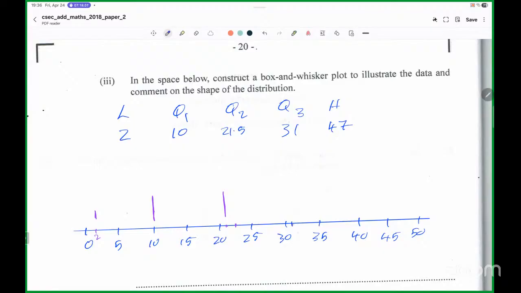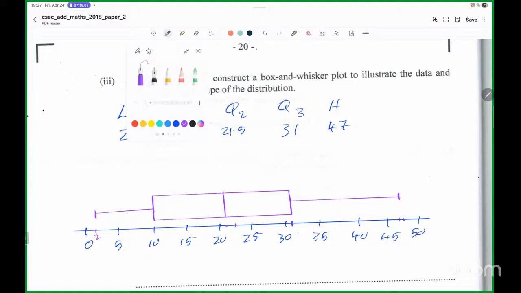So 31 is about right here. Put the other box for Q3. So now this is my box. I'm going to draw a line down for this whisker. I need to put in the other whisker at 47. 47 is about right here, so put the other end of my whisker here and you join it.